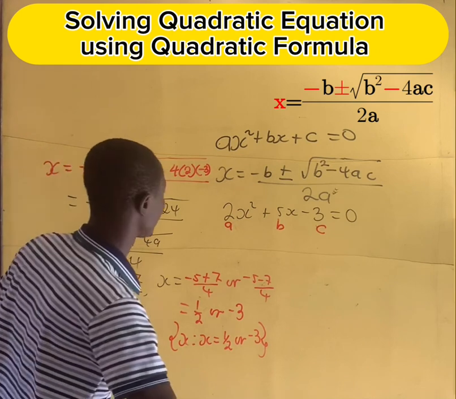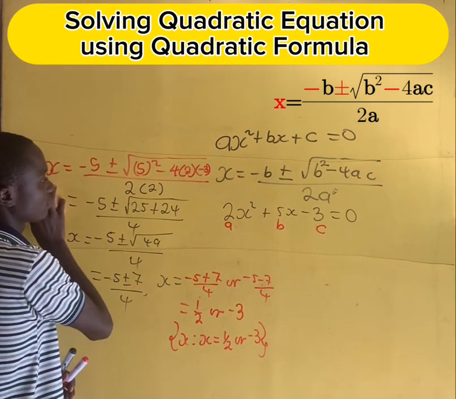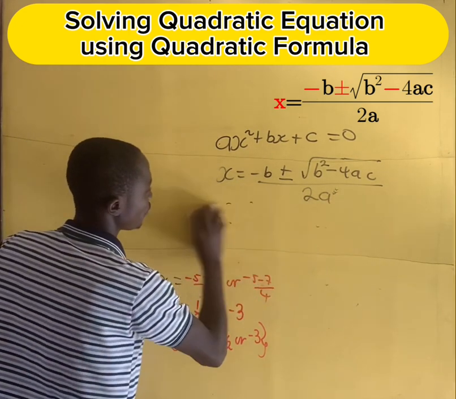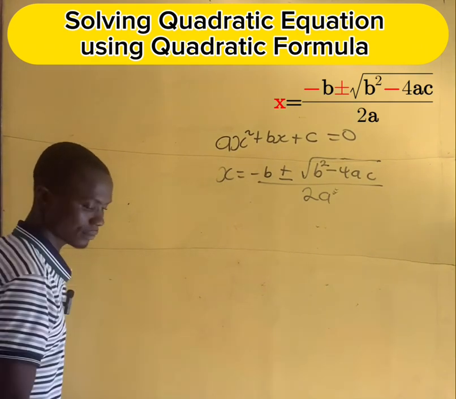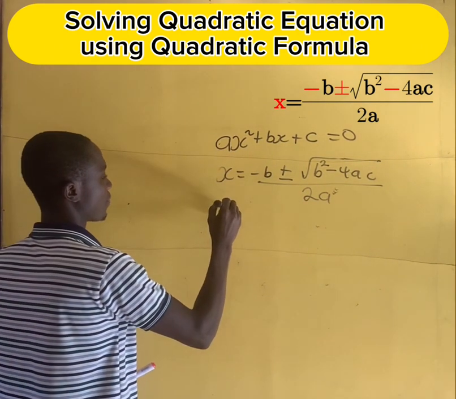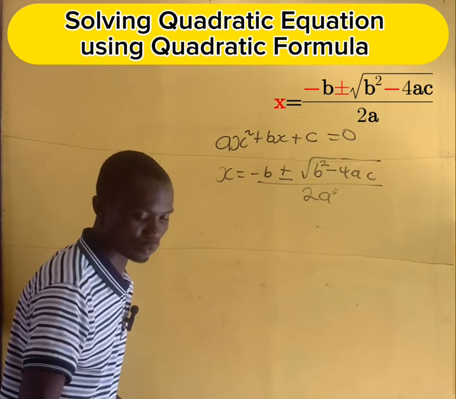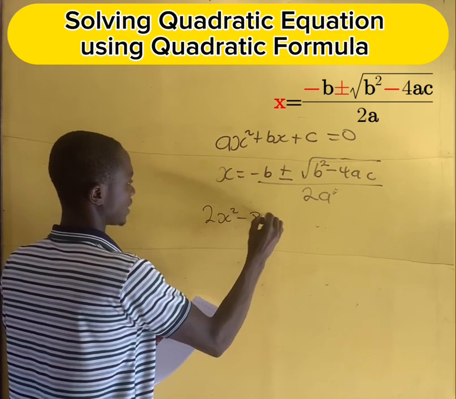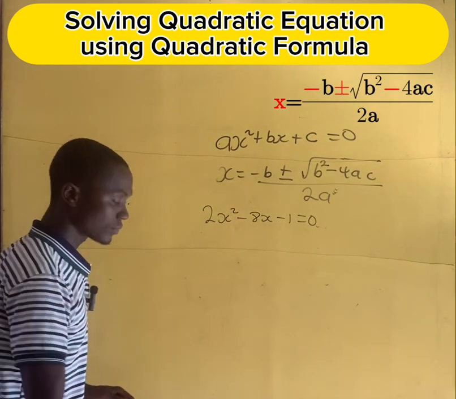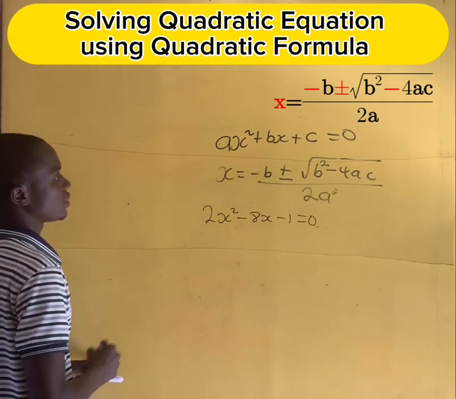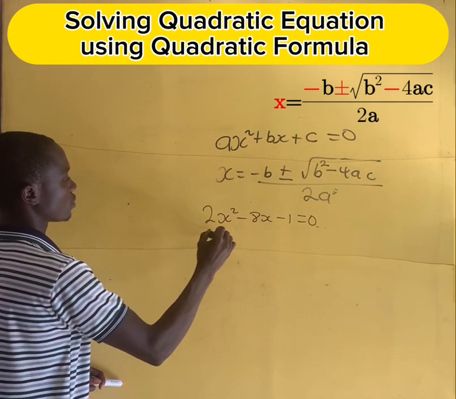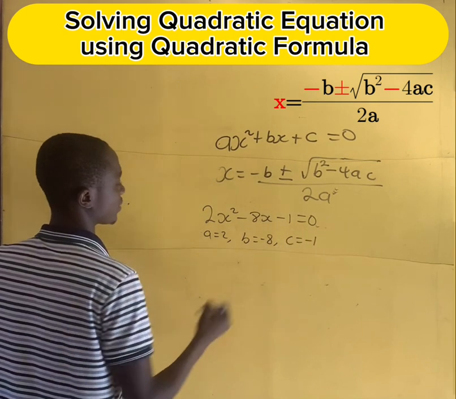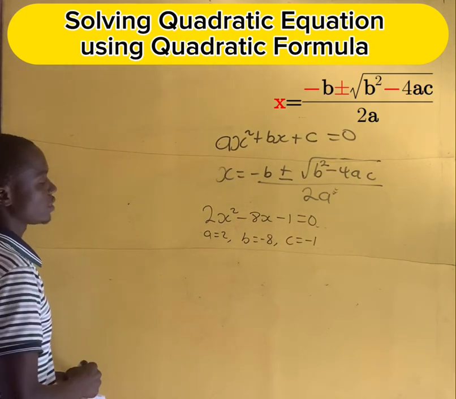Now let's check the second one. What about if we have, okay, I have a series of examples here, so let me take this one. If I have 2x squared minus 8x minus 1 equals 0. Okay, so with this one, we have a to be 2, b to be negative 8, and c to be negative 1.